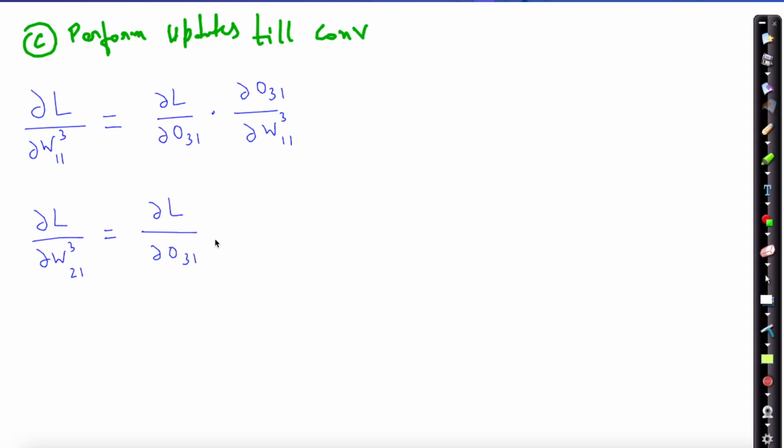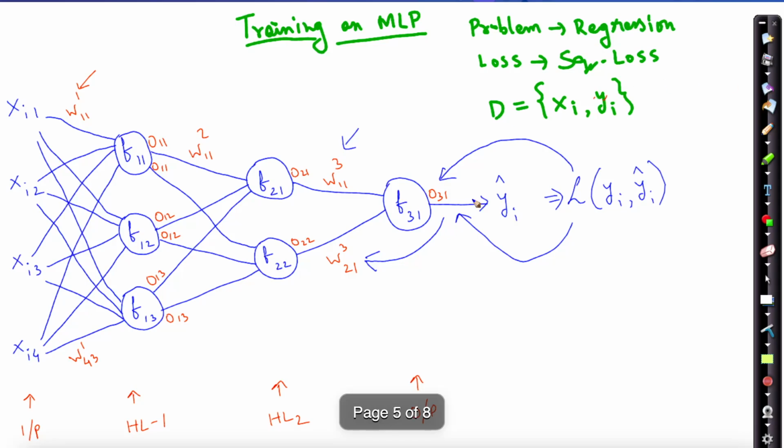So O31 multiplied by O31 with respect to W321. This is simple chain rule. I hope this is very clear. This is for the third layer, right? For this layer, we found out the weights. These weights. This is the layer 2. Okay.